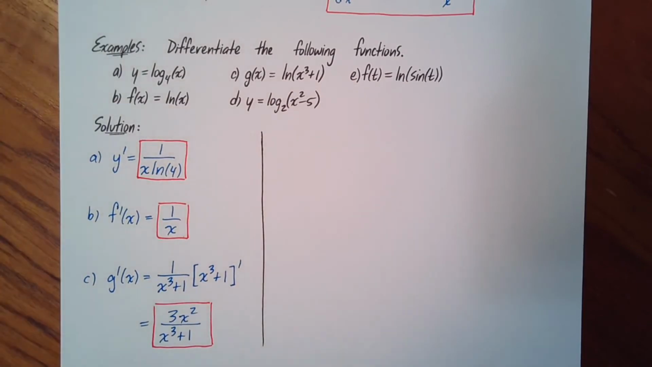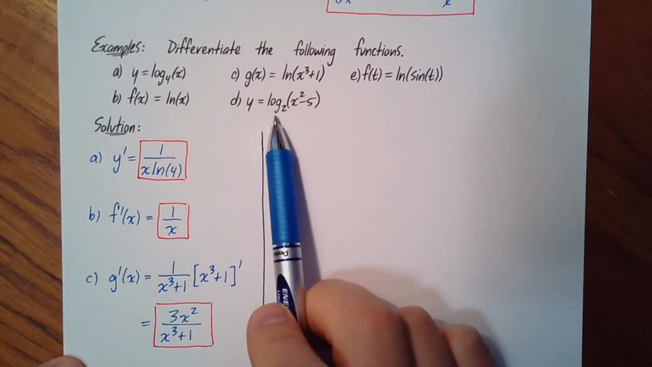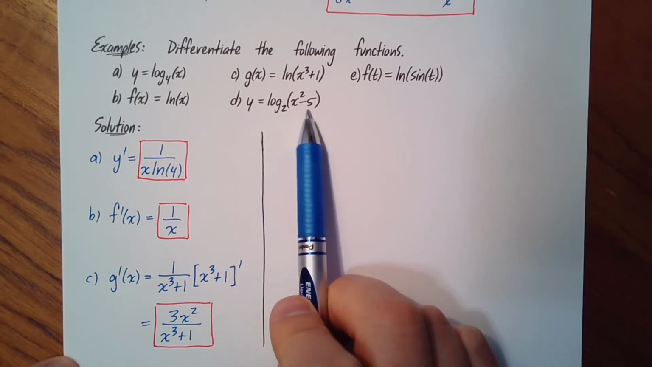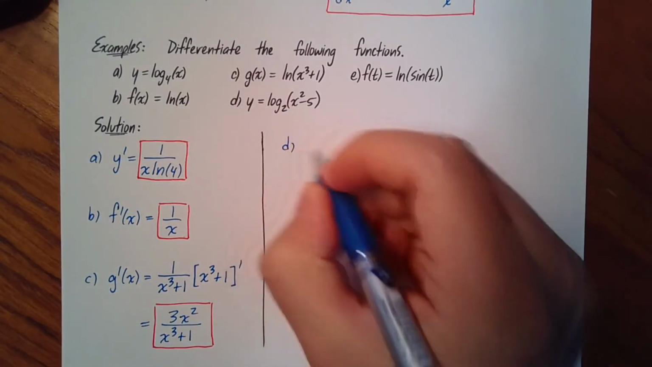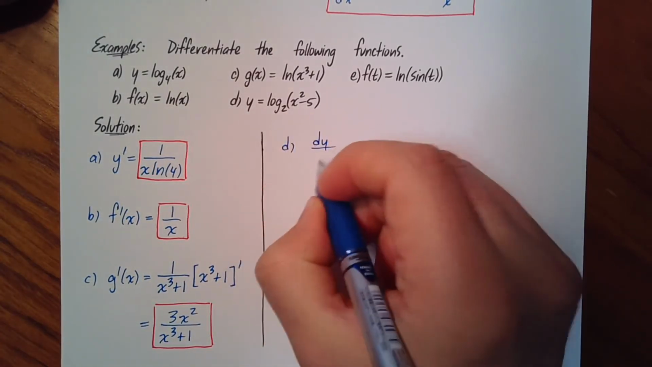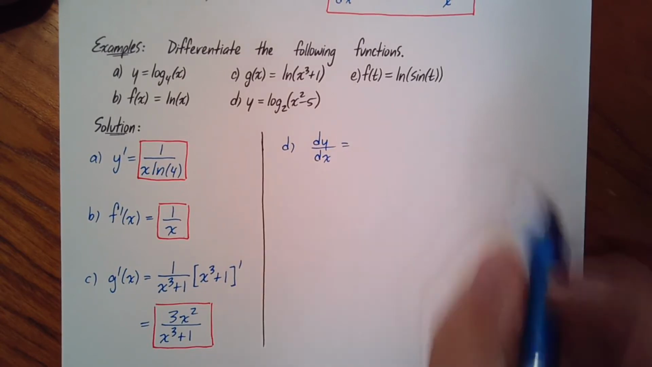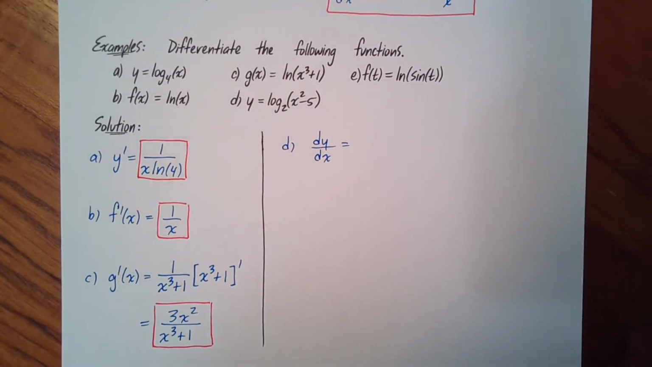Now there's 2 left. For part D, we've got y is equal to log base 2 of x squared minus 5. So the outside function is log base 2, and the inside function is x squared minus 5. Let's use Leibniz notation for the derivative here just to be different. Again, you could write y prime if you like, but I'm going to write dy dx. Okay, so take the derivative of log base 2 of x squared minus 5.